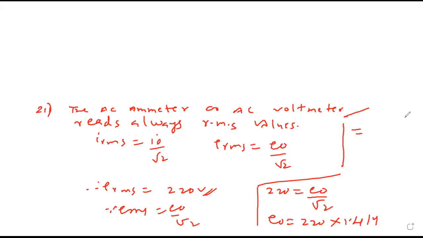Now multiply. 22 into 4 is 88, carry 8. 22 into 1, 22 and 8, 30, carry 3. 22 into 4, 88 and 3, 91, carry 9, 31. Take 3-digit decimal.